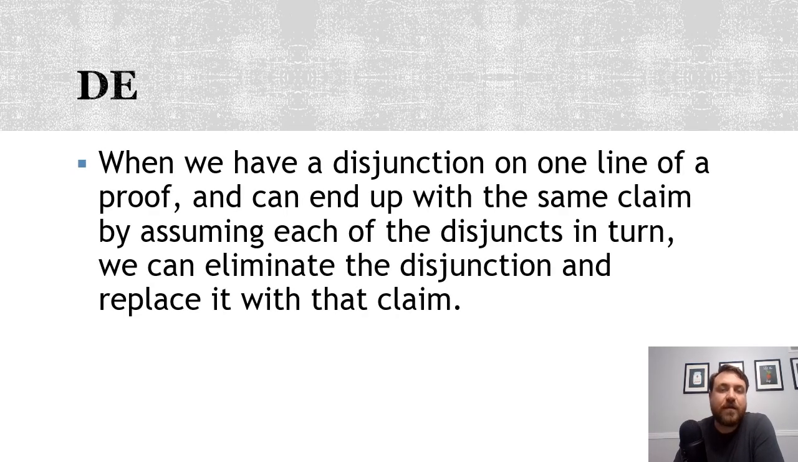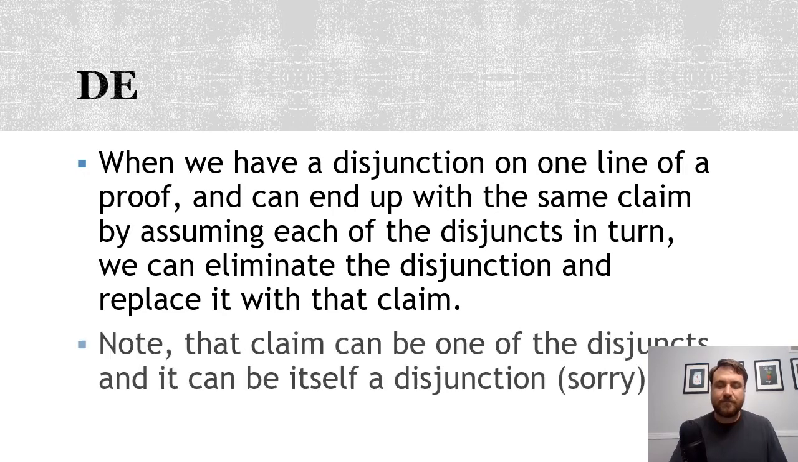And so disjunction elimination is going to work sort of this way. When you have a disjunction on a line of the proof, and can end up with the same claim by assuming each of the disjuncts in turn, you can eliminate the disjunction and replace it with the claim, right? So the idea is that if you have P or Q, and you prove that if we assume P we get R, and if we assume Q we get R, we can just stop saying P or Q and just say R, right? So instead of saying we have the left road and the right road, they both go to Atlanta, just call it the road to Atlanta.